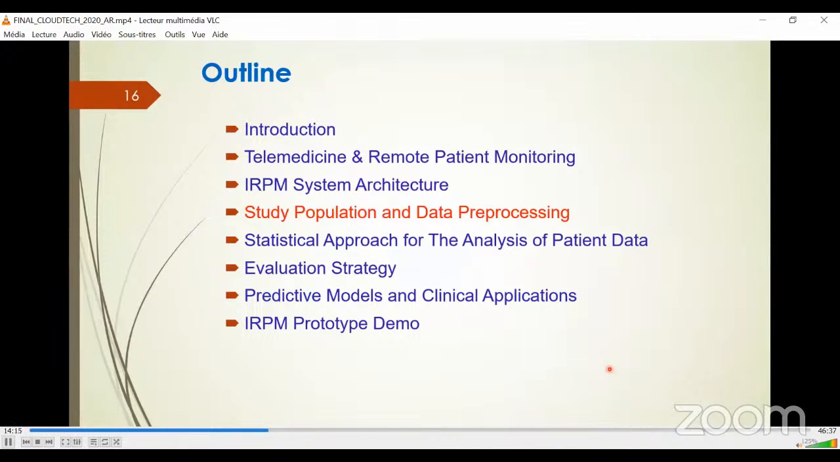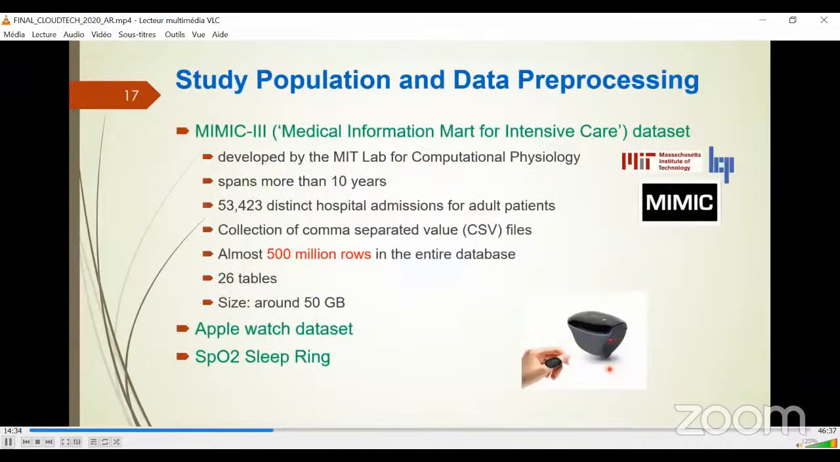So the next thing I wanted to talk about is to give you an idea about our database and essentially the data that we used to both train and test the accuracy of our machine learning techniques. We used essentially three major data sets. The first one is called the MIMIC3 data set, the Medical Information Mart for Intensive Care.